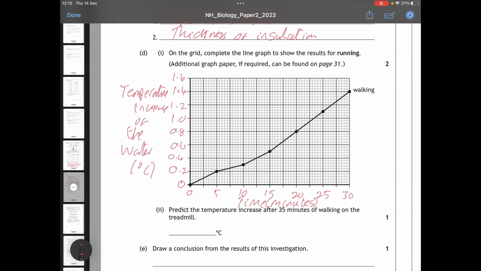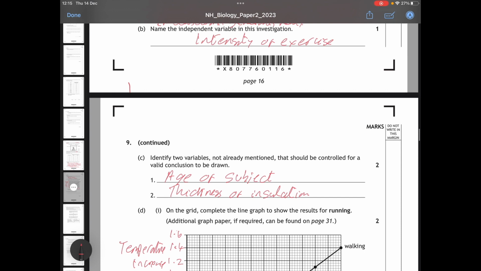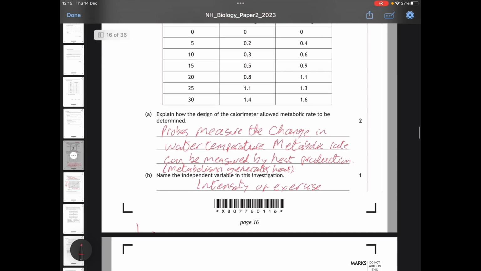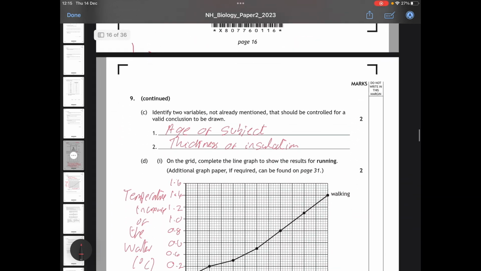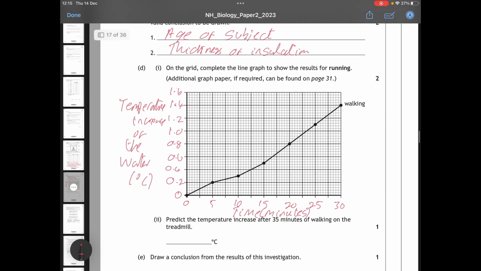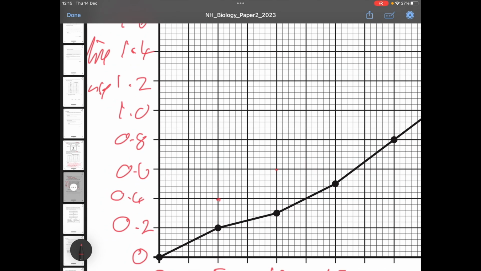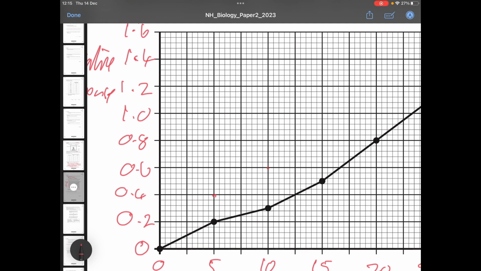And then you're going to plot your points. I'm not going to draw this in because it's tricky doing it on the old iPad there. So on the running one, it goes 0, 0.4, 0.6, 0.9. So it's 0.4, 0.6, and 0.9. So 0.9 is going to lie exactly halfway between 0.8 and 1, so it's going to be 2.5 boxes up from 0.8, I should say, so it's going to sit just there.